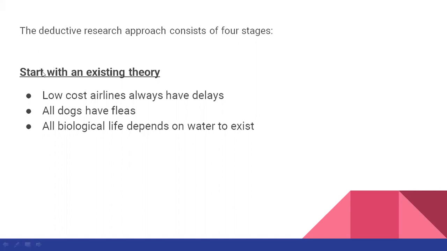First stage, obviously, we start with an existing theory. Let's take the previous examples for this again. The example is low-cost airlines always have delays. Then the second theory that we have seen, all dogs have fleas. And the third, all biological life depends on water to exist. These are the three theories that we have found from our inductive research, right? We have started with these theories.